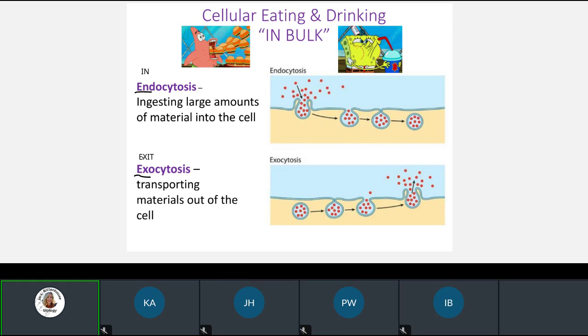What could E also stand for? Not just endo and exo, but energy. These are both processes that take energy. So these are going to be some visual cues that we can use to help us remember that endocytosis and exocytosis are the way the cells take things in and exit. Good, Justin. But they also are cell processes that require energy. Good.